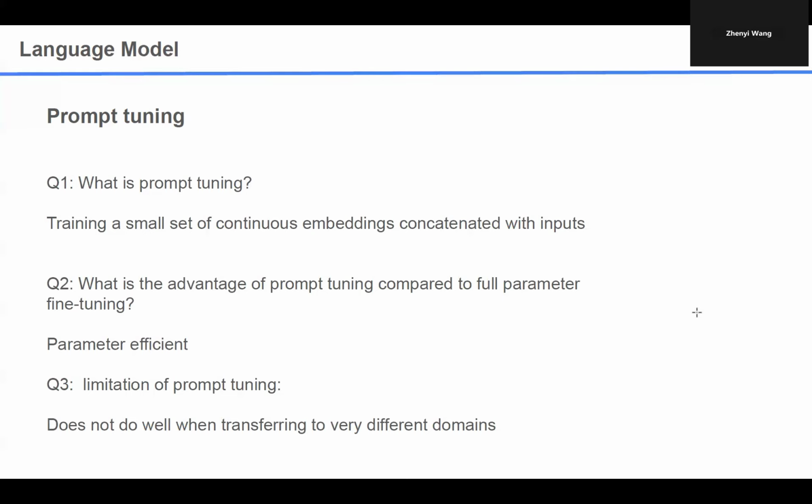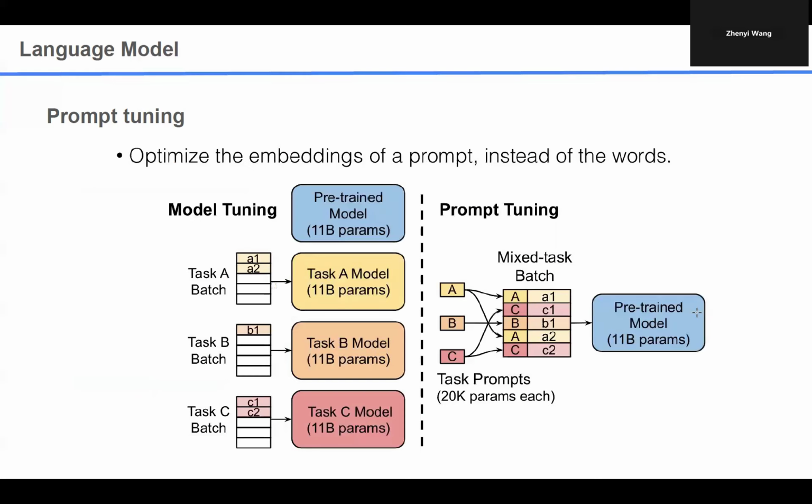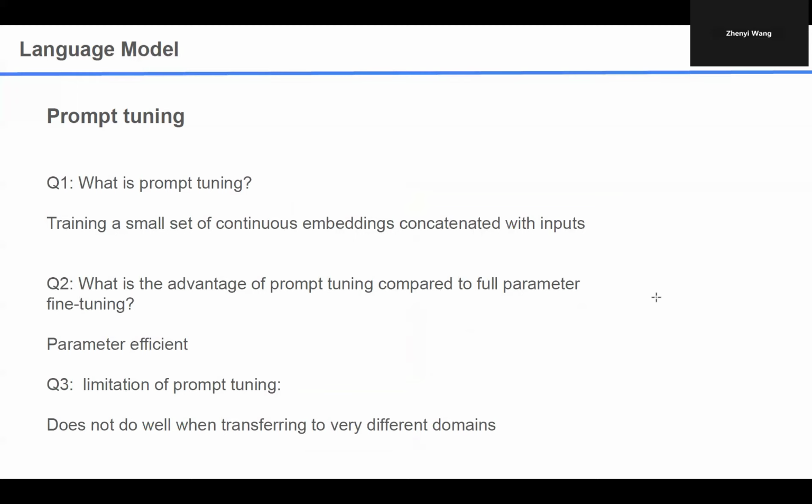The second is, why do we perform prompt tuning? For example, what's the advantage of prompt tuning compared to full parameter fine-tuning? This figure illustrates the advantage. Compared to full parameter tuning, we only need a single pre-trained model instead of many fine-tuned models. And the pre-trained model itself is shared across all the tasks, so it is parameter efficient.